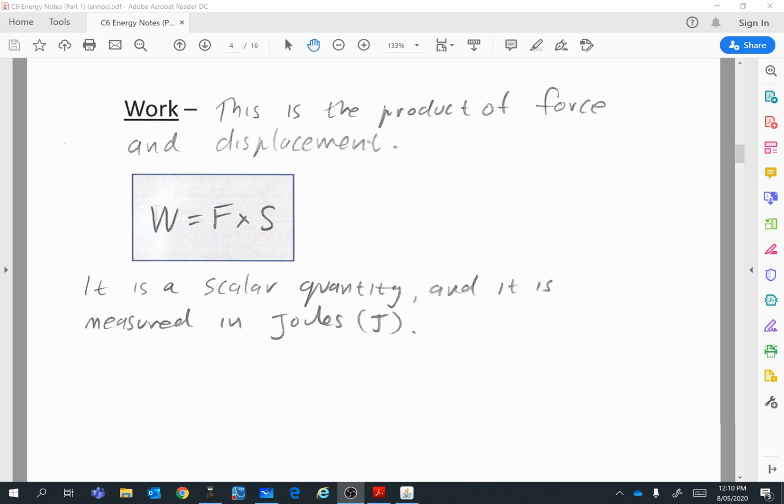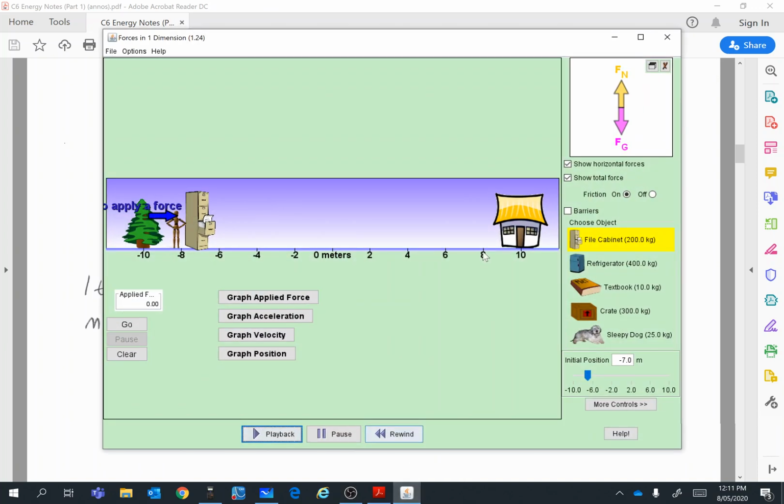It's the product of force and displacement. And by the product, we mean we multiply those. So you might push an object for a certain distance, so you're applying a force to that object, and you move it, and you cause a displacement for that object, then you are doing work on that object. I'll show you this animation just to illustrate.